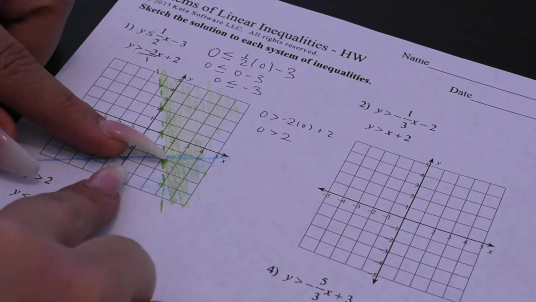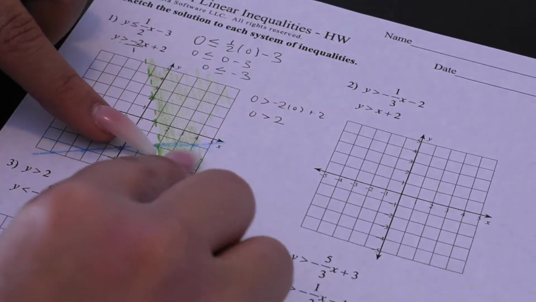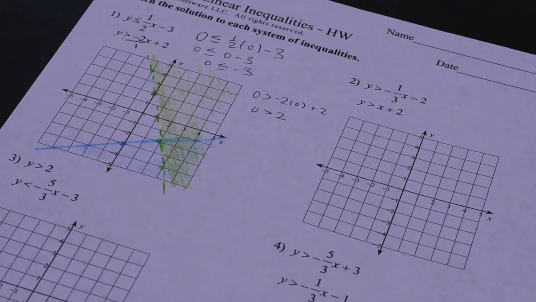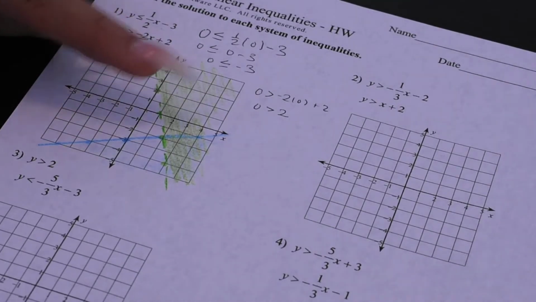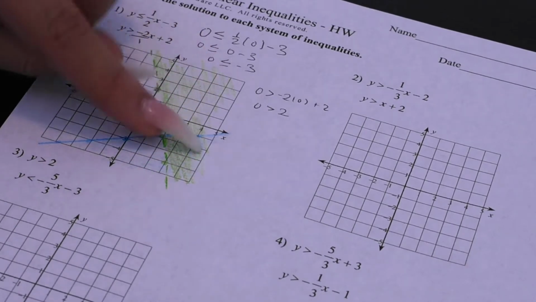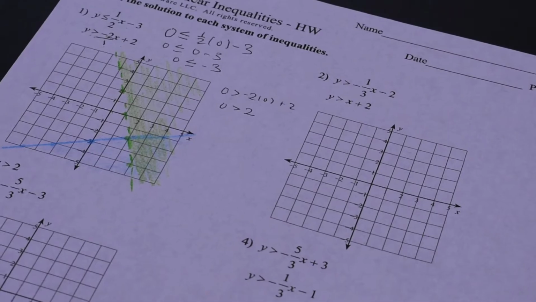If you were using a pencil, you would erase where you shaded, so I would get rid of the blue and the green. Only this part is my solution set because that's where they both are shaded. Only green is right here, only blue is right here, but blue and green is right here. So that would be my solution set. I'm going to do number 2 with y'all as well.